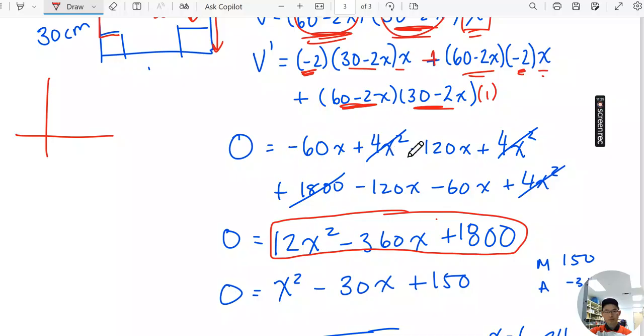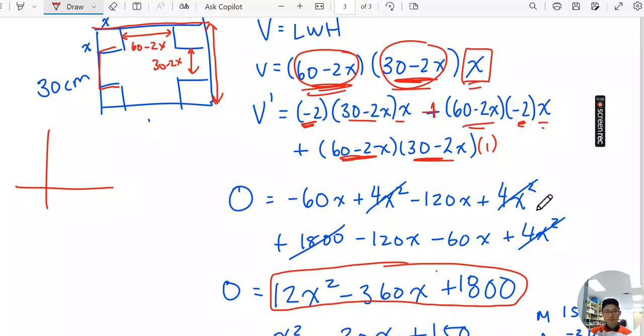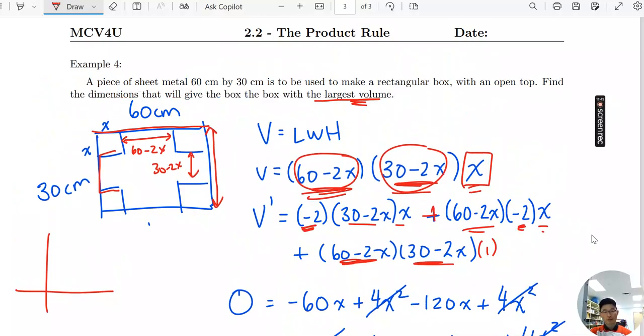Let me just double check something here. Okay, so if I'm looking for when the tangent is 0, why am I finding where the tangent is 0? Looking for the largest volume. So if I were to look at this originally, sorry, I was looking at the wrong one. There we go, there's the volume. Okay, so if you look at the volume, there's an x, there's an x, there's an x, which means this is a degree 3.